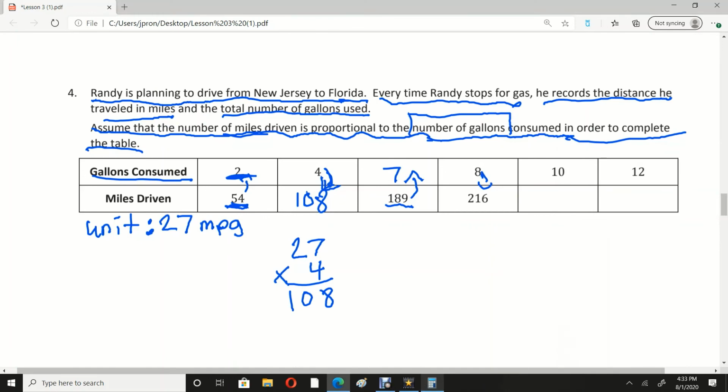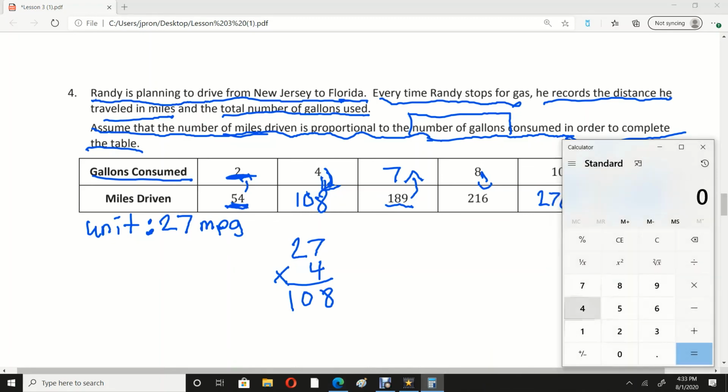Great. And we can continue this process going down. So if 10 gallons were consumed, that means 270 miles were driven. And this would be 324. Yes. 324, and I'm going to check that. Wait, 12 times 27? Yeah. 324. I'm a math genius. Great.